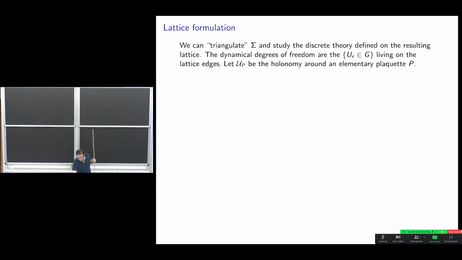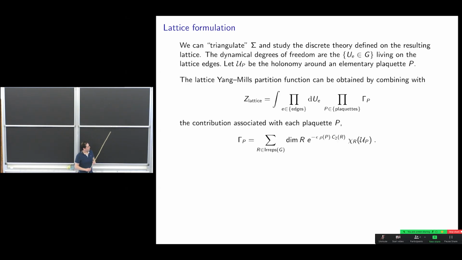And then you can construct the partition function by stitching together these plaquettes' contributions just by integrating over the degrees of freedom. And each plaquette contributes with this specific factor, gamma of p, that is obtained by summing over irreducible representations of your gauge group. Now, here you have the dimension of the representation, an exponential in which you have the quadratic Casimir of your representation that acts as a Hamiltonian.